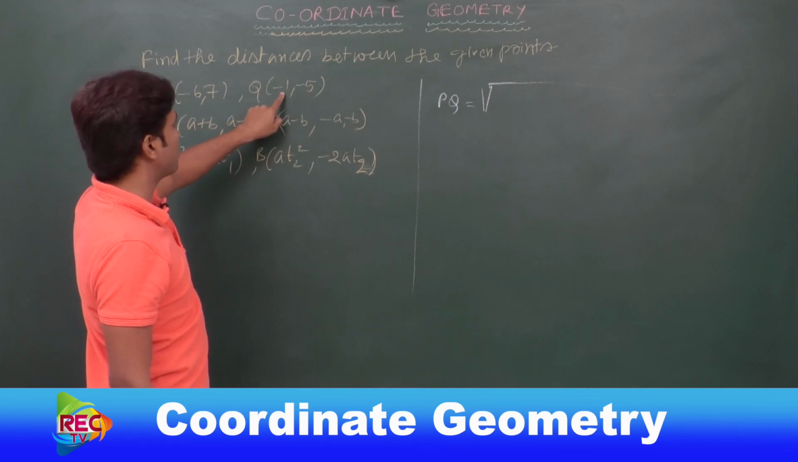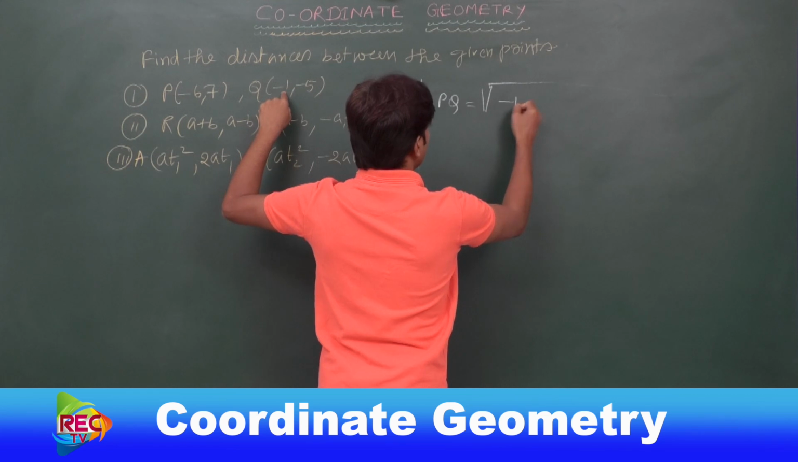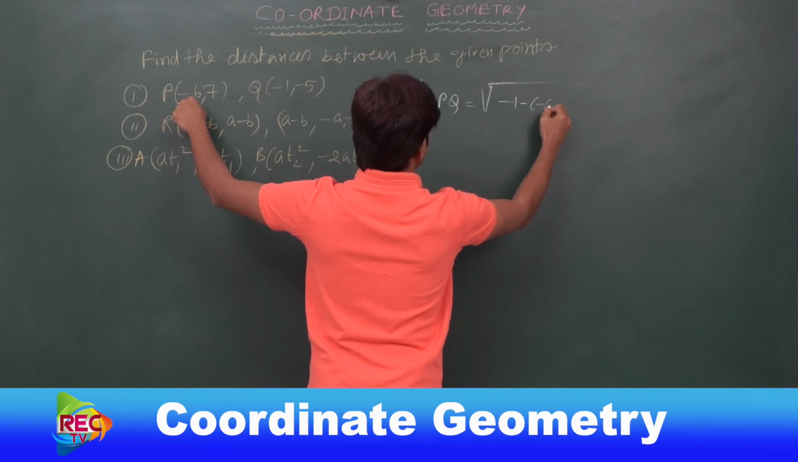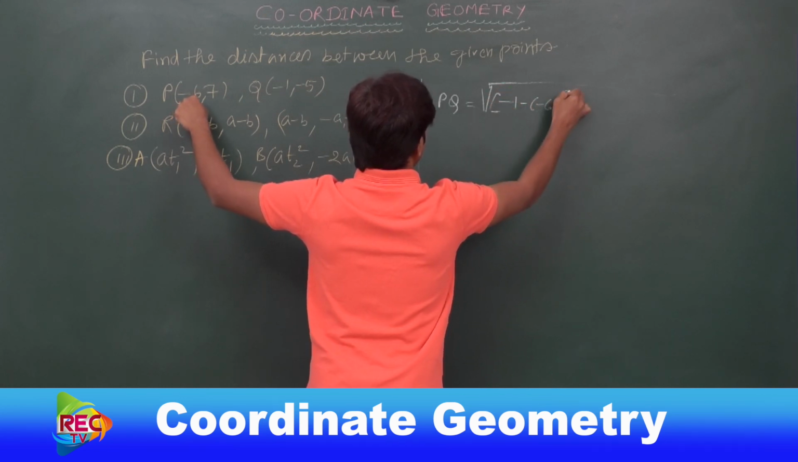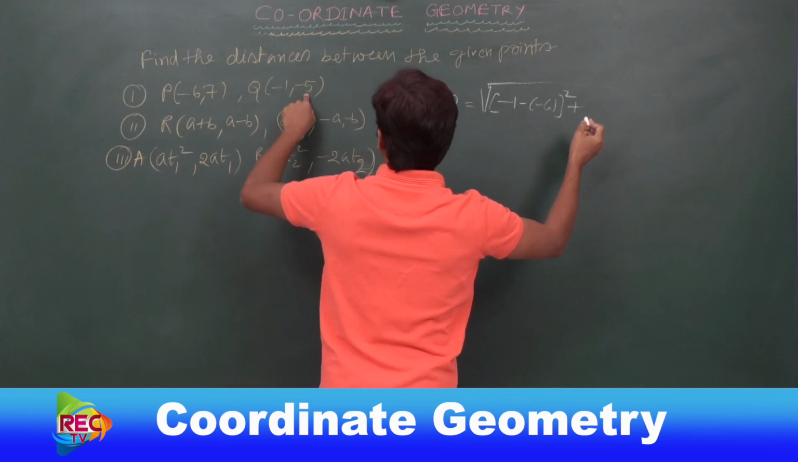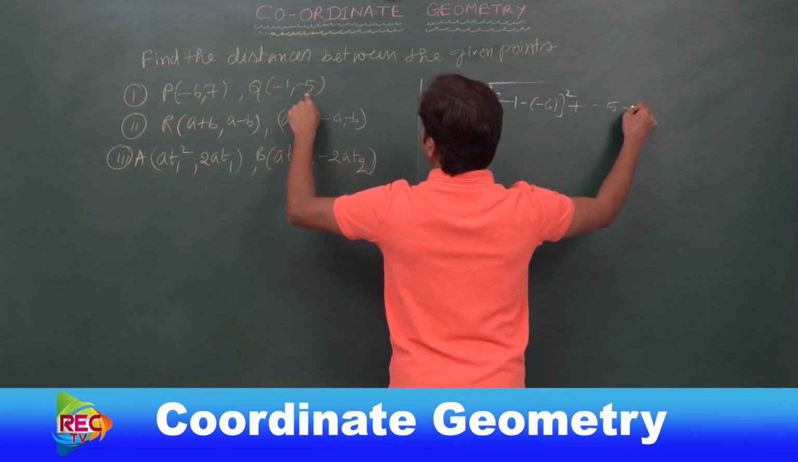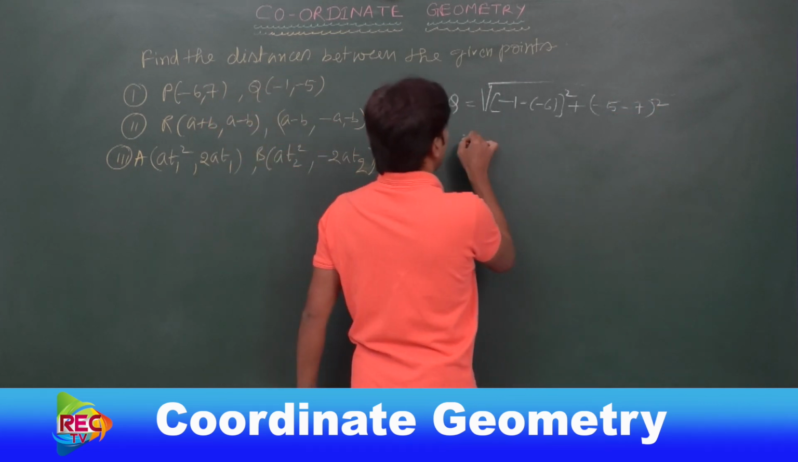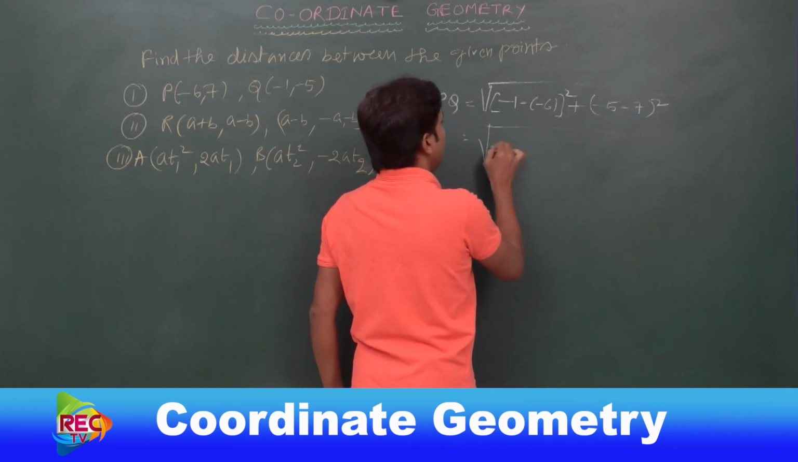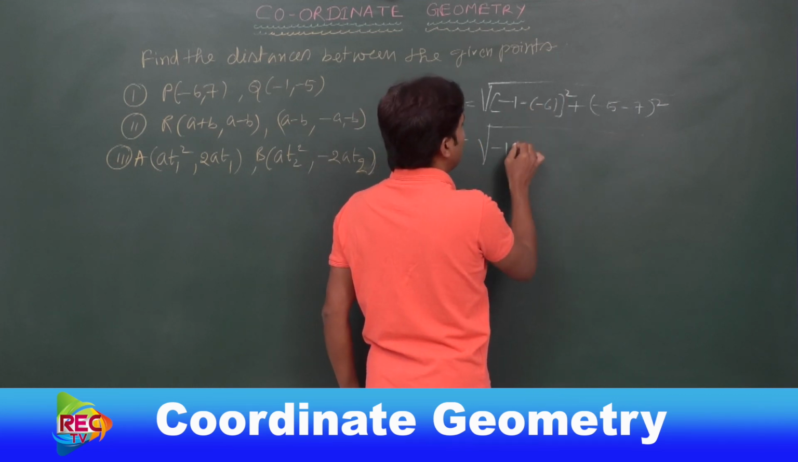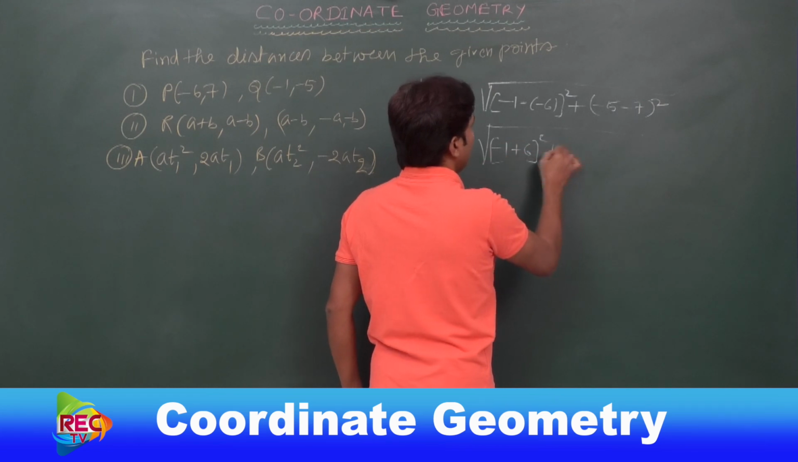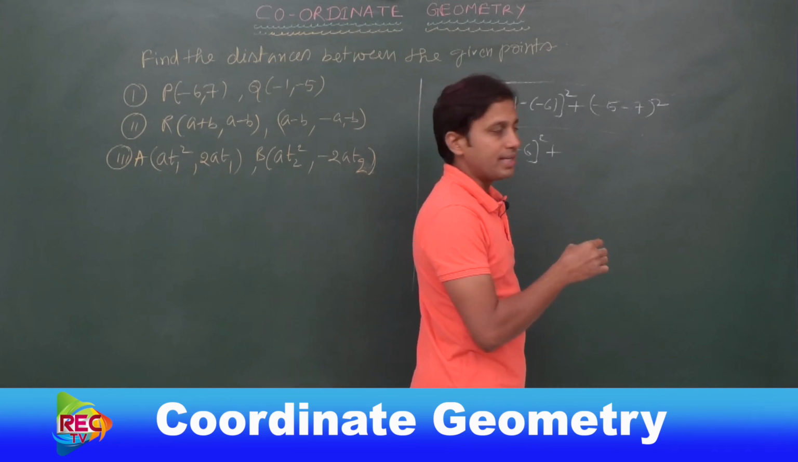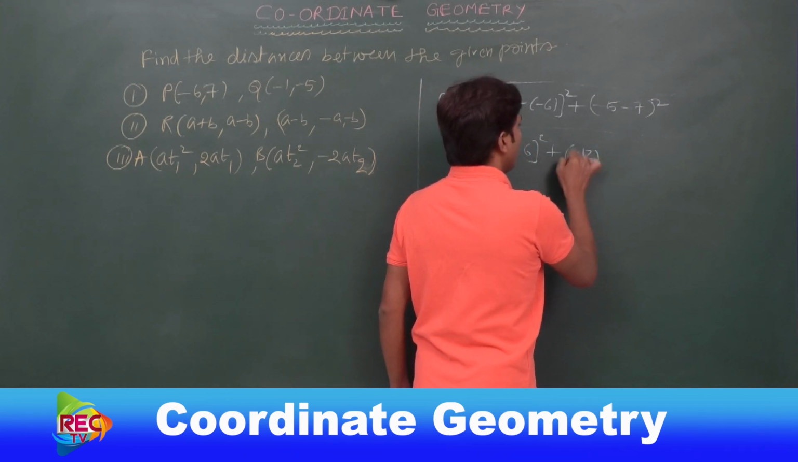What is x2 minus x1 whole square? x2 would be minus 1, minus of minus 6, whole square, plus y2 would be minus 5 minus of minus 7, whole square. So now tell me what happens to this. Minus 1 minus of minus 6 would be plus 6, whole square, and here minus 5 minus 7. Since the signs are the same, we can add them and put minus. So here minus 12 whole square.